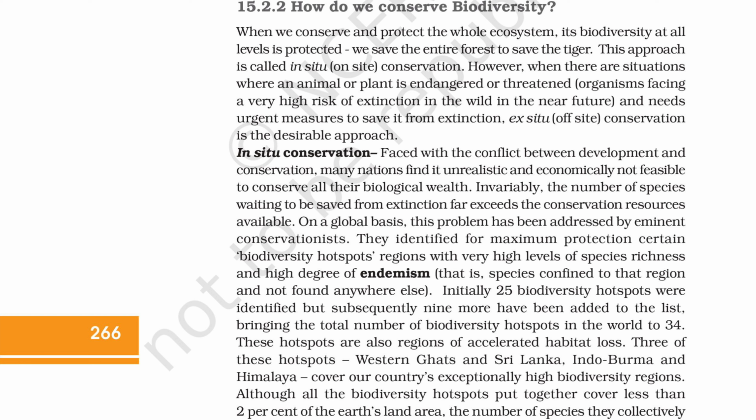When we conserve and protect the whole ecosystem, its biodiversity at all levels is protected. We save the entire forest to save the tiger. This approach is called in situ, on-site conservation. However, when there are situations where an animal or plant is endangered or threatened, organisms facing a very high risk of extinction in the wild in the near future, and needs urgent measures to save it from extinction, ex situ, off-site conservation is the desirable approach.